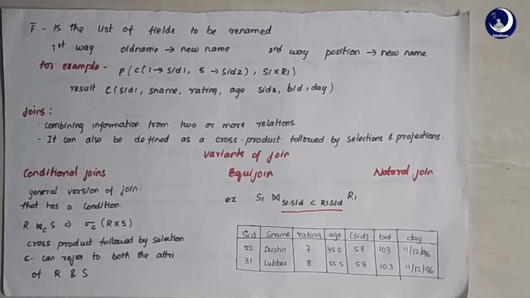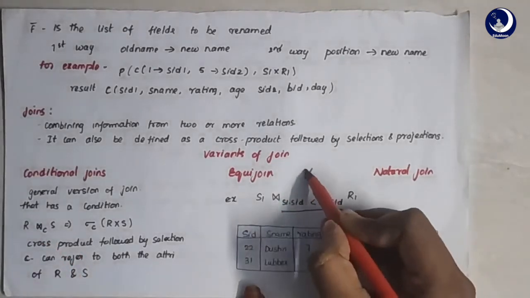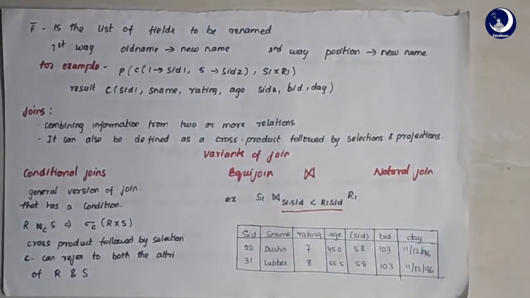This is the symbol that we use for representing a join. Generally a join is represented like this, right? In a conditional join, the join between R and S is similar to a cross product between R and S followed by a selection operator with the condition C. Here the C can refer to the attributes of R or the attributes of S.